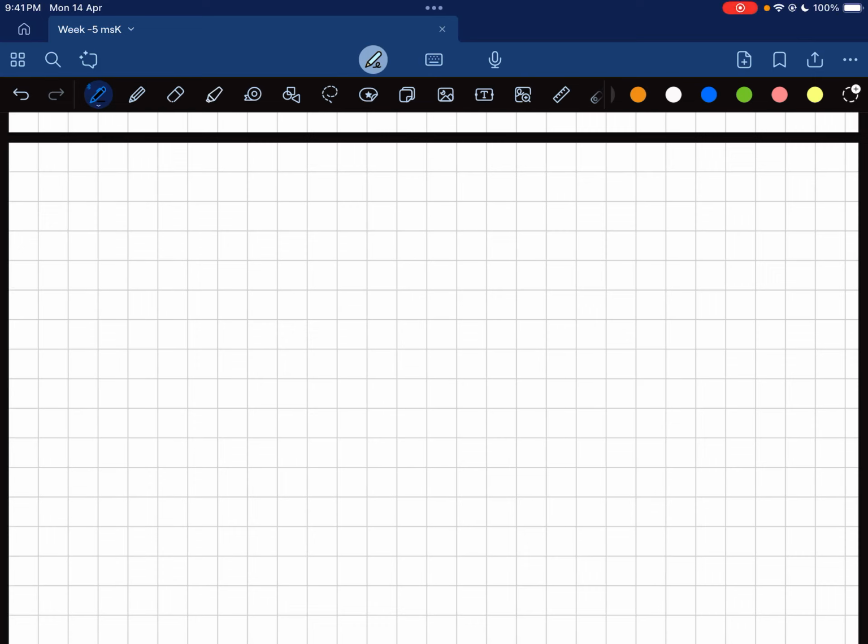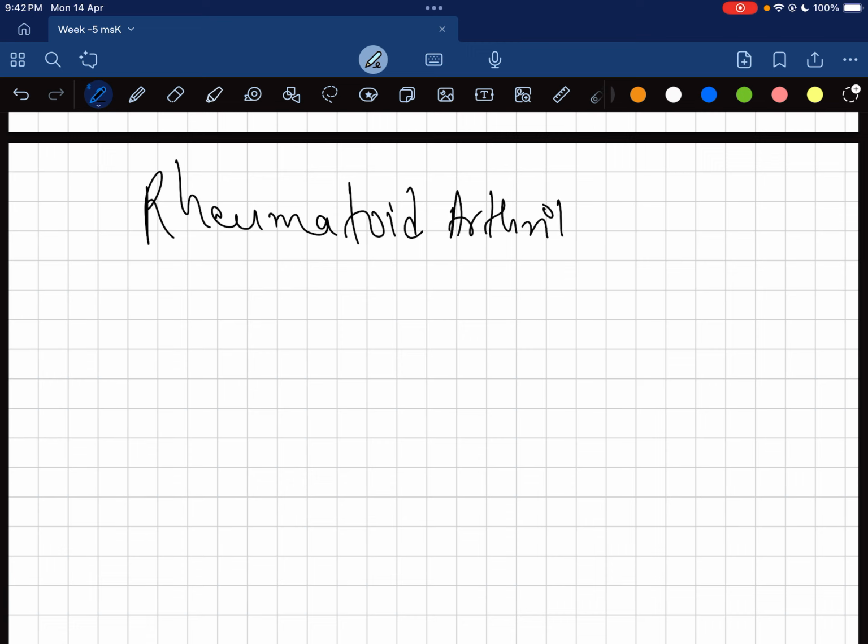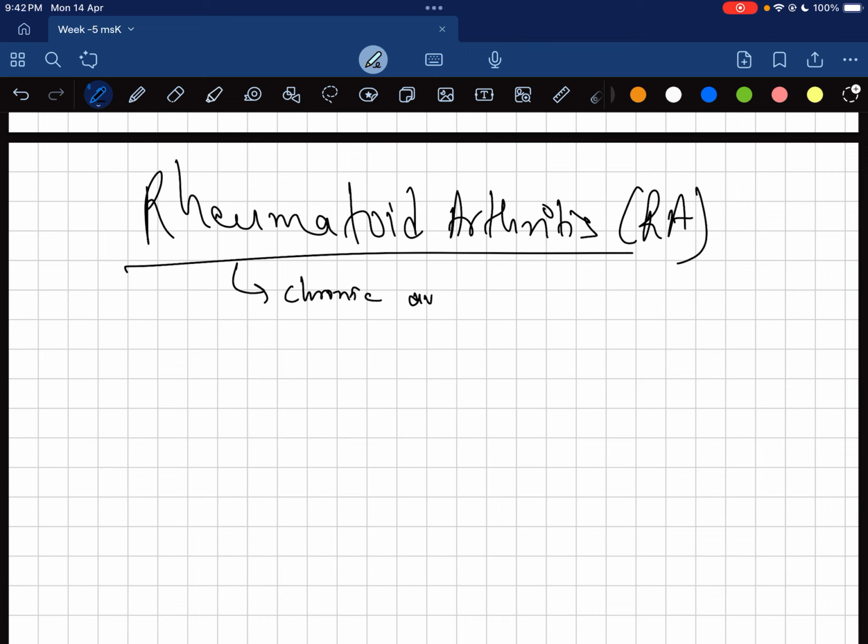Now we are going to discuss rheumatoid arthritis. So now I am going to start. Rheumatoid arthritis is a chronic autoimmune disorder. Primarily it targets joints.